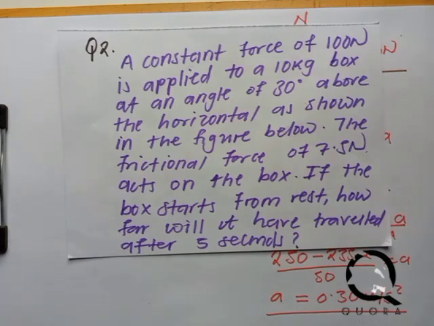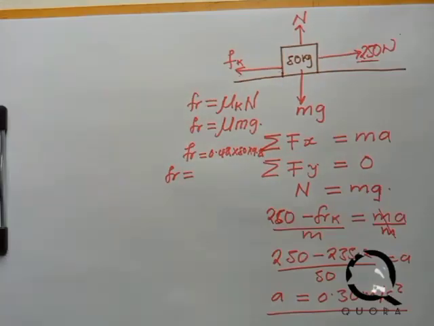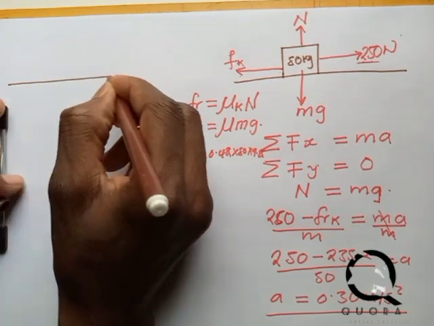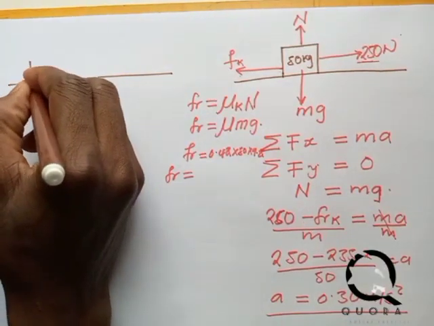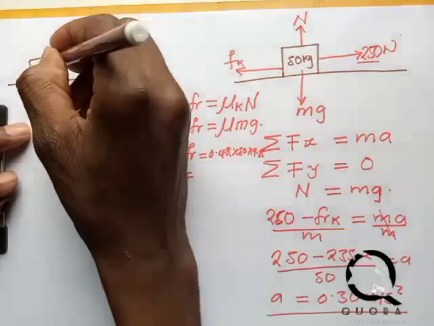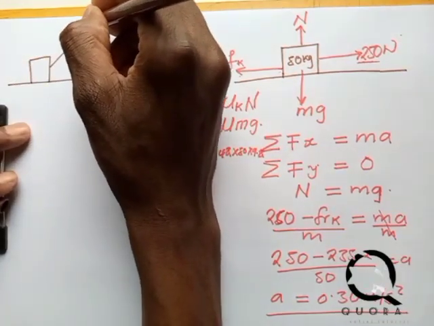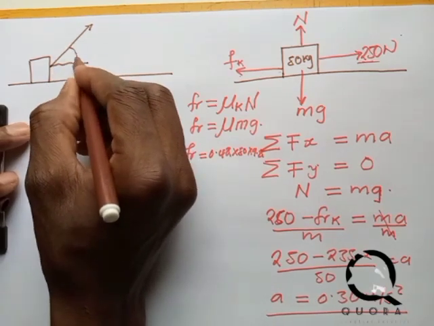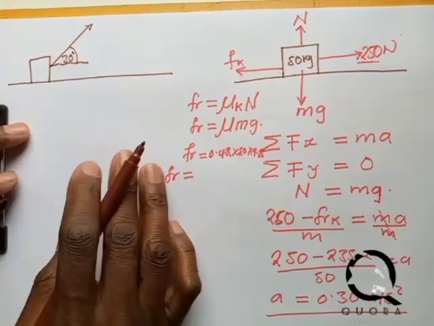Like I said, drawing a free body diagram is always important. What does it mean if they say a force has been applied at a given angle? Initially, the object can be at this given position. What they mean by saying the force is being applied at a given angle is something like this. Its angle with the horizontal has to be 30 degrees.